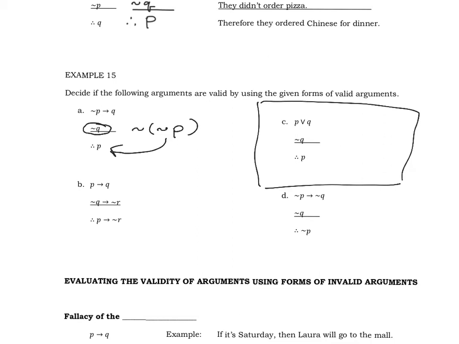Now, some of my students are troubled because we started off with a not P, and they say that doesn't follow anything. Well, just think of it as the opposite of P happening. So that's going to be valid because of the law of contraposition.